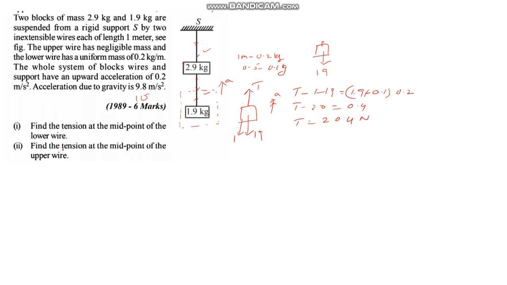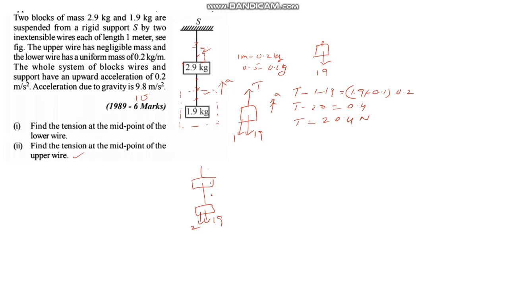The second question is asking you to find the tension at the midpoint of the upper wire. So that free body diagram you have to draw. In that free body diagram, this much mass you can ignore because it is given as negligible mass. So a free body will look something like this, and this 19 is acting downward. This wire also has a mass. This is a 1 meter wire, and 1 meter wire is 0.2 kg. So another 2 newtons is acting downward, and this is 2.9 kilos.